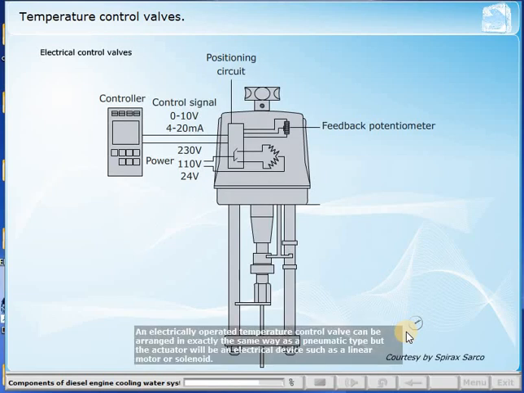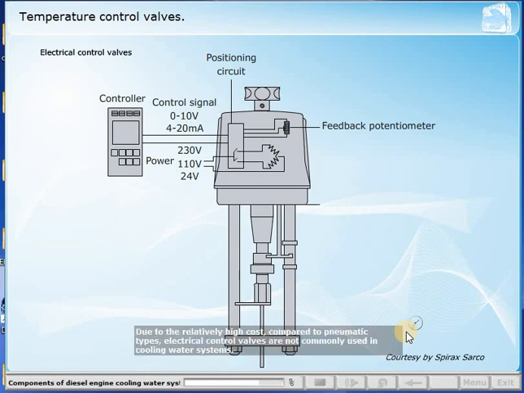An electrically operated temperature control valve can be arranged in exactly the same way as a pneumatic type, but the actuator will be an electrical device such as a linear motor or solenoid. Due to the relatively high cost compared to pneumatic types, electrical control valves are not commonly used in cooling water systems.